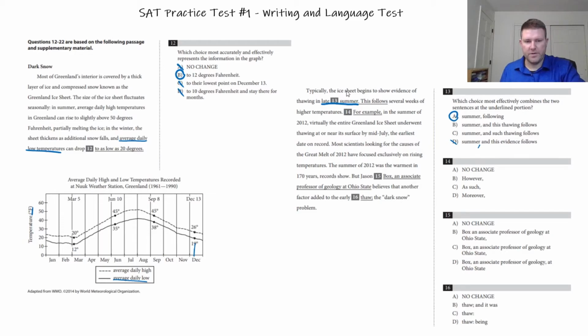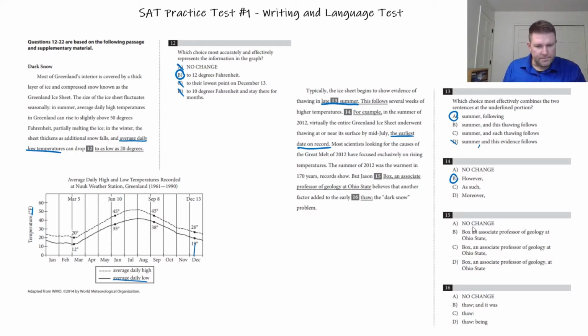So typically, the ice sheet begins to show evidence of thawing in late summer. However, in the summer of 2012, virtually the entire Greenland ice sheet underwent thawing at or near its surface by mid-July, the earliest date on record. This is a perfect use for however, because usually it happens in late summer, but this time it was mid-July, the earliest date on record, so however is great. And these other options don't work because they do not illustrate that contrast that we're seeing here. Okay, so it is B.